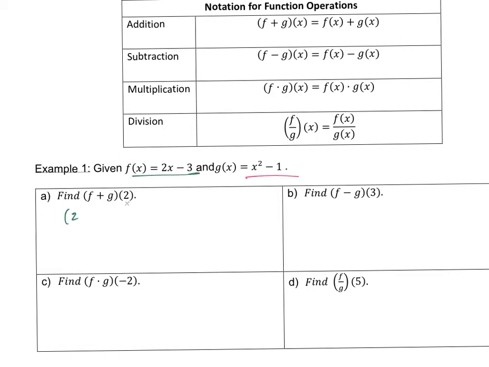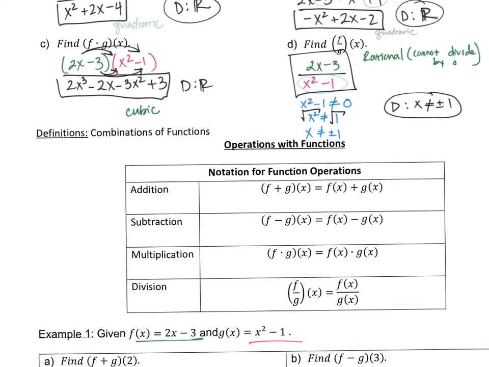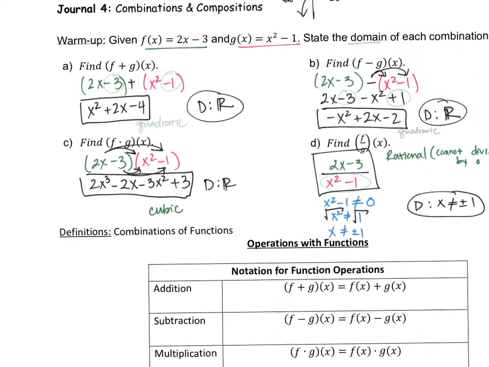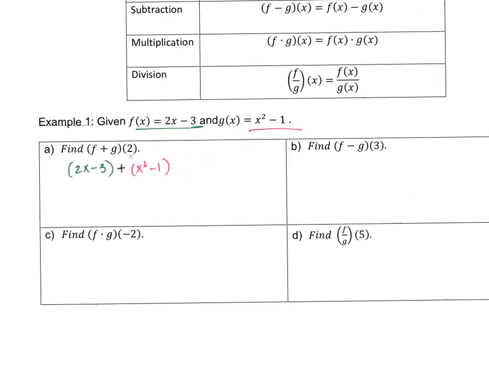So our f here is 2x minus 3, and we're going to add it with g, which is x squared minus 1. And I think this is the same equation as we had up there. Let's double check here. So f is 2x minus 3 and g is x squared minus 1. Yeah, so this is the same equation. So I'm going to skip a few steps and just go ahead and write the simplified answer since we already have it at the top. So this would end up giving us x squared plus 2x minus 4.